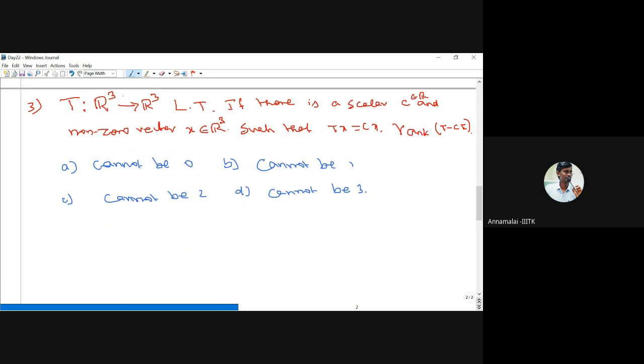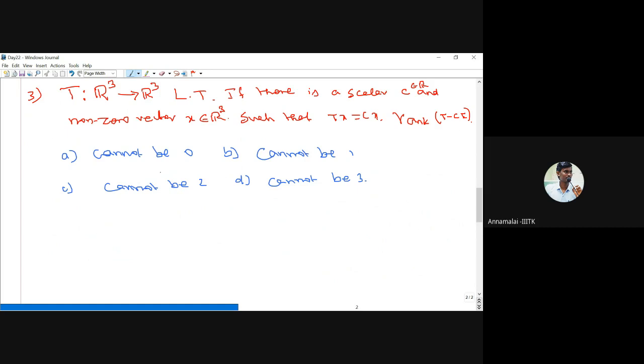Look at this one. Again you have to apply the rank and nullity theorem. Clearly, the transformation T minus c times I is a function from R3 to R3 again, because I is the identity map from R3 to R3. If you multiply by some scalar, this is also a function from R3 to R3. Now this is also a linear transformation. Now apply the rank nullity theorem.